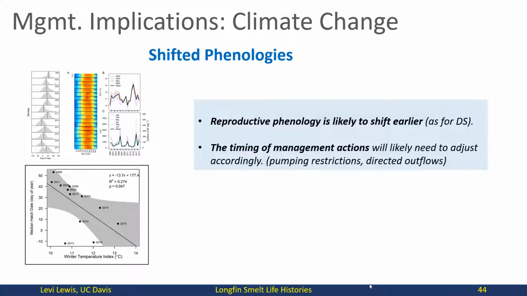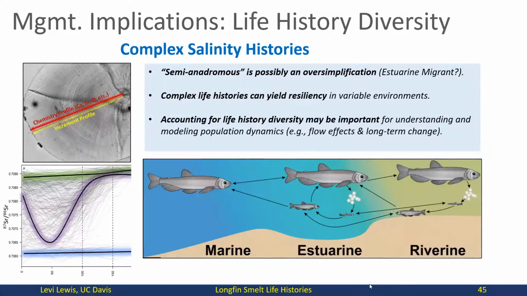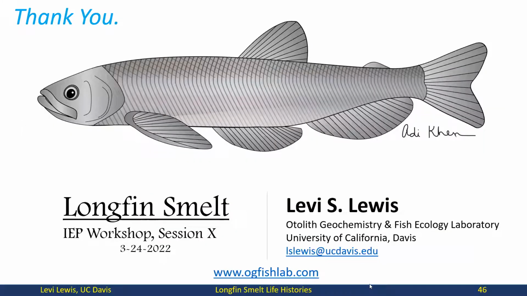And so if we're establishing pumping restrictions or directed outflows, the timing of those is going to have to be tuned to environmental variation, both interannual and long-term. And then last, semi-anadromous may be an oversimplification for longfin smelt. There may be some evidence of estuarine migrancy, and I think Yuzo will talk about that in his talk. And these complex life histories can yield resiliency. Accounting for this kind of life history pattern could be really important for management and understanding their population dynamics. I'm happy to take any questions if we have time.